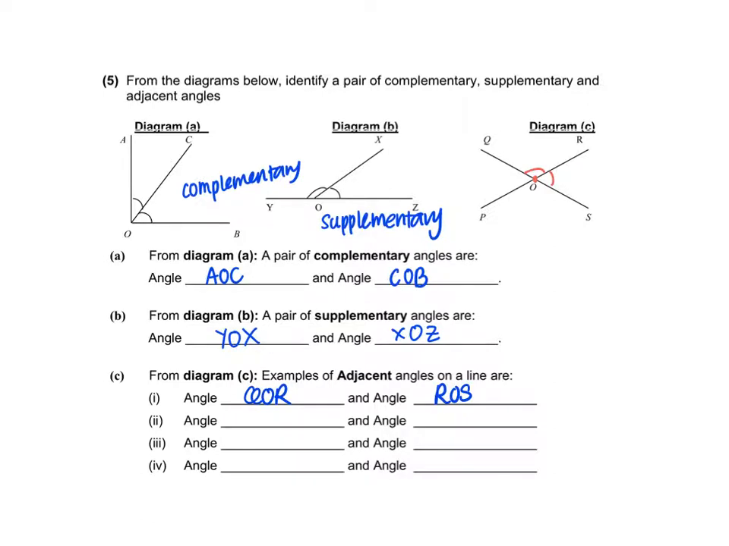Then we can also have another pair, ROS with SOP. And I can of course have SOP with POQ. And finally, I can also have this pair of angles over here, POQ with QOR. Have you gotten the answer?